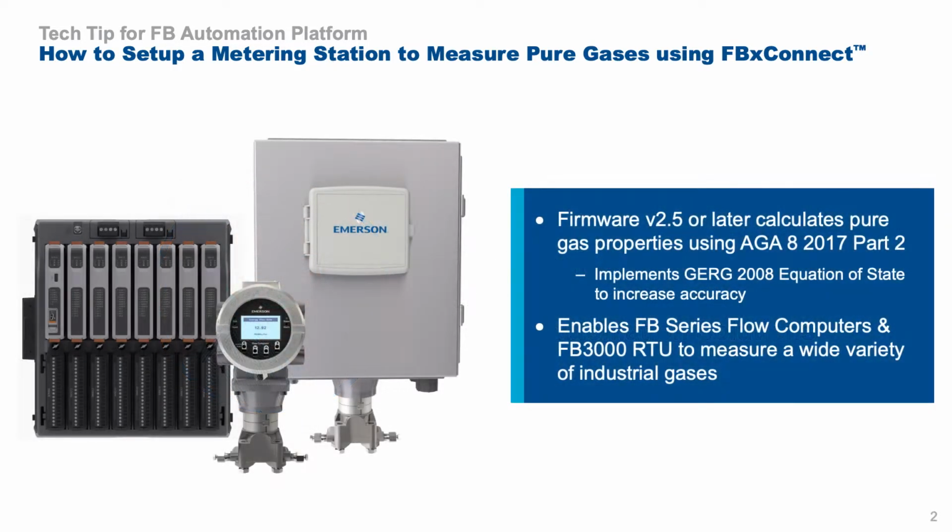Today, I will be demoing how you can easily set up a meter to measure pure gases. To measure pure gas, we make use of the AGA8 Part 2 2017 standard, which implemented in it the GERG 2008 equation of state. This calculation greatly enhances the value of the FB series flow computers or the FB3000 RTU because it can be used to measure a very wide variety of industrial gases.